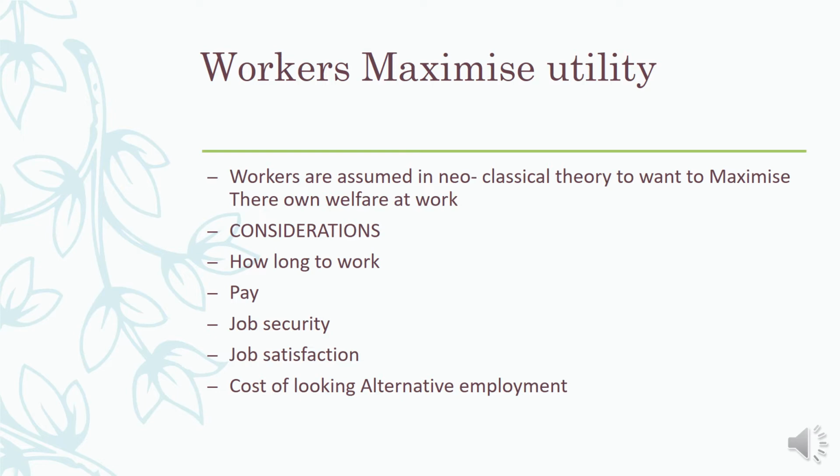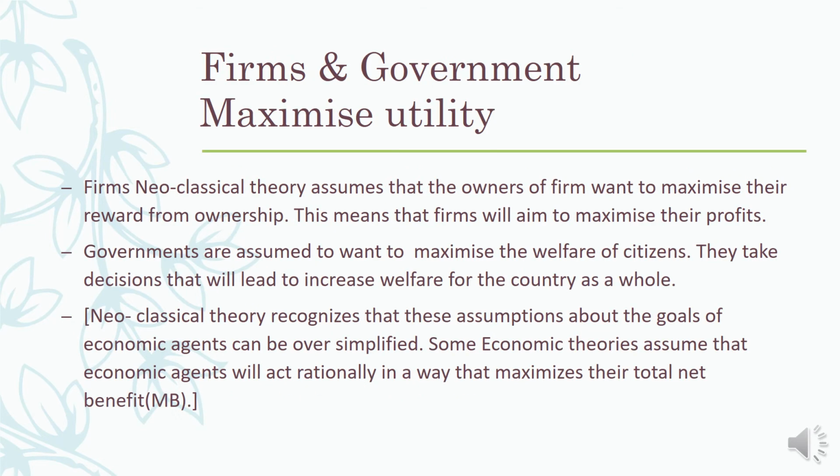Okay, when it comes to the firms and the government maximizing utility, how will they maximize the utility? Firms in neoclassical theory assume that the owners of the firm want to maximize their reward from the ownership. This means that the firms will aim to maximize their profit. We know that in normal economic theory, every firm has only one objective, a profit maximizing objective. So of course they will try to maximize their profit.